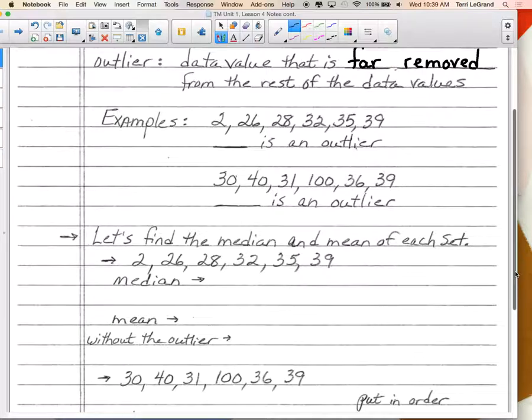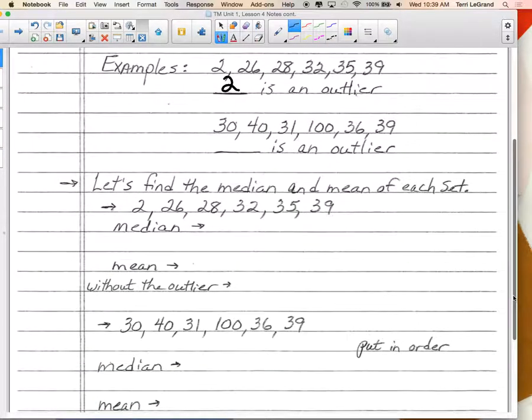What do you think, Wade? 2. Yeah, 2 is down there way at the end, and 26 through 39, there's not such a big range there, but there's a big range between 2 and 26, isn't there? 20 something. So we would say 2 is an outlier in this data set. Okay, how about the next data set? 30, 40, 31, 100, 36, and 39. Harley, what do you think? 100. Yeah, 100 doesn't look like it's typical of the rest of those numbers. We would say it's far removed. We would call 100 an outlier in that set.